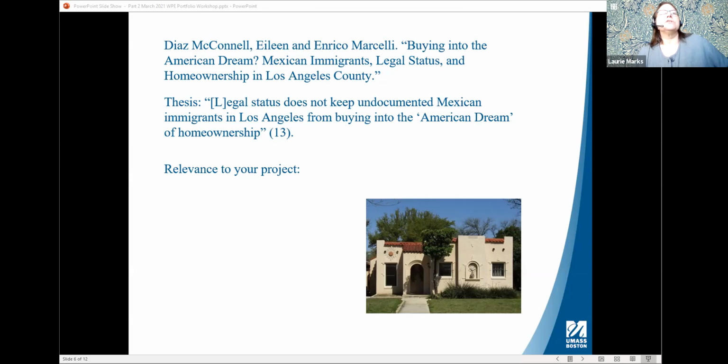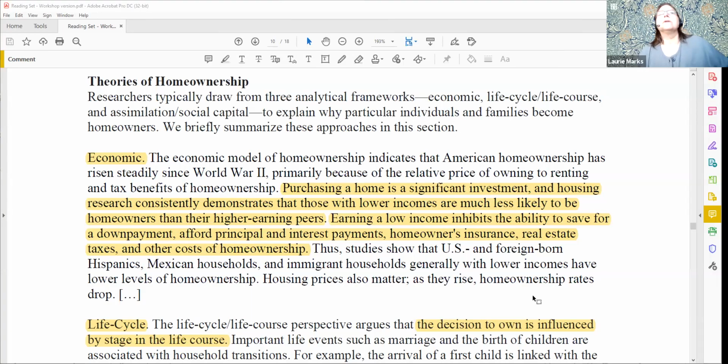These authors' discussion can give you facts and ways of thinking about this question. In particular, look at pages 10 to 11, which suggest 3 ways to think about this problem. Give me just a second. I'm going to switch the view so you can see the reading set. Okay, this is page 10 to 11.